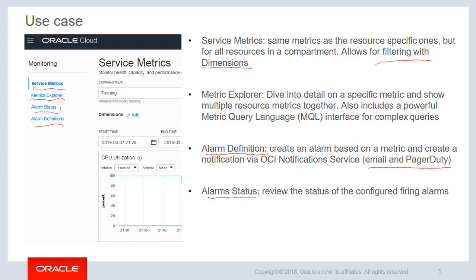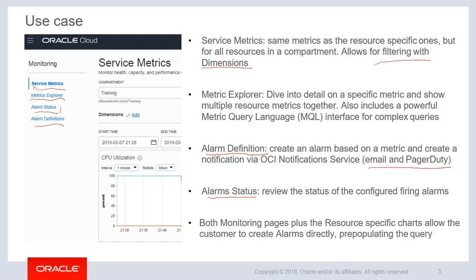Both the monitoring service pages, as well as the resource specific charts, allow the customer to create alarms directly. So you don't have to go into the alarm definition piece and necessarily create alarms. Even if you are, let's say, on a compute service page, you can look at the charts and you can create alarms directly from there, and we'll see that in the demo.